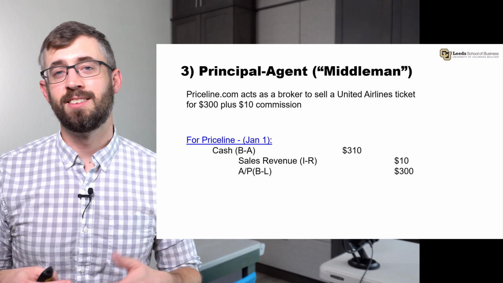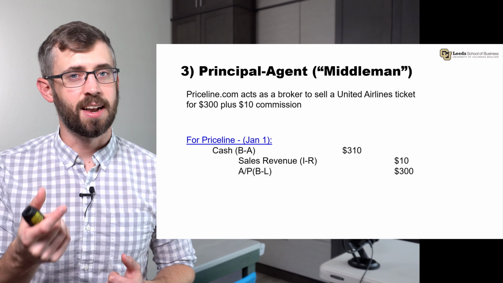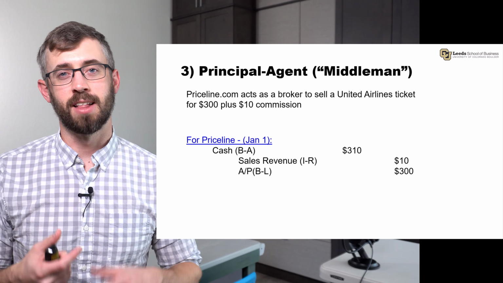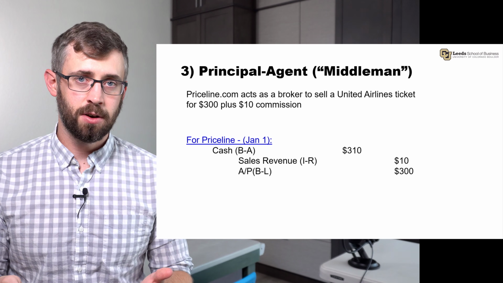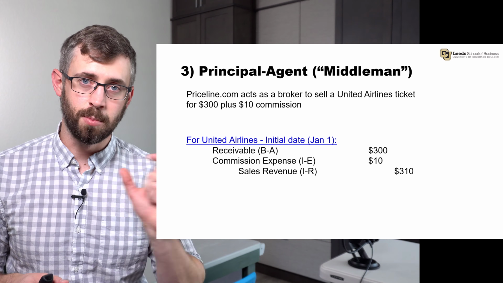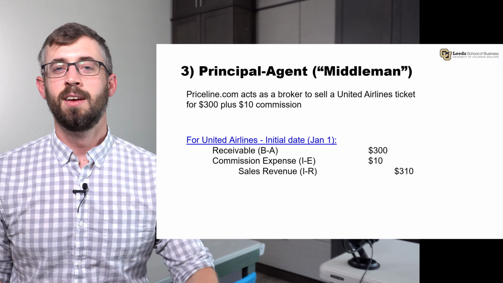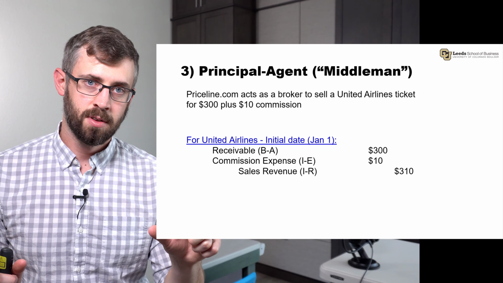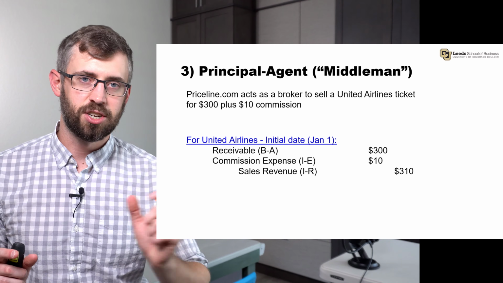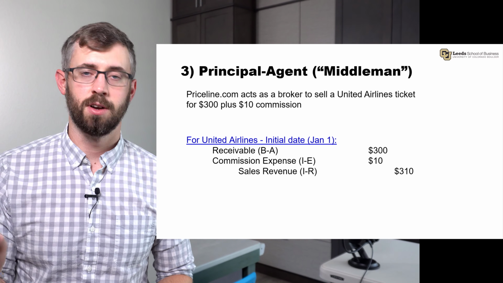And so our journal entry for this is going to reflect that. We bring in cash of $310, but our revenue piece is only going to be the $10 commission that Priceline is actually going to keep. And we're going to record a $300 liability for that expected cash outflow that we're going to pay to United Airlines. Now for United Airlines, they're going to record a receivable of $300, but their revenue is going to be the full $310 sale price. And that $10 that Priceline gets to keep will get debited as an expense. And so they're going to record this selling expense, this commission that they pay to Priceline.com, and their revenue is going to be the gross number on the sale.